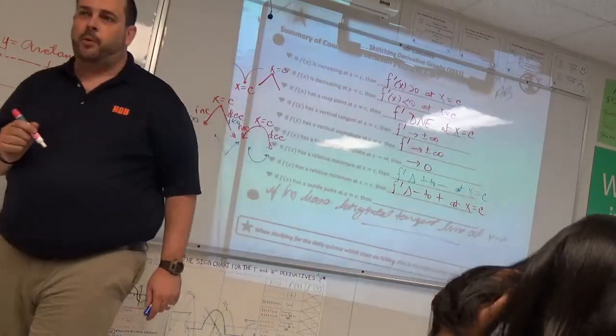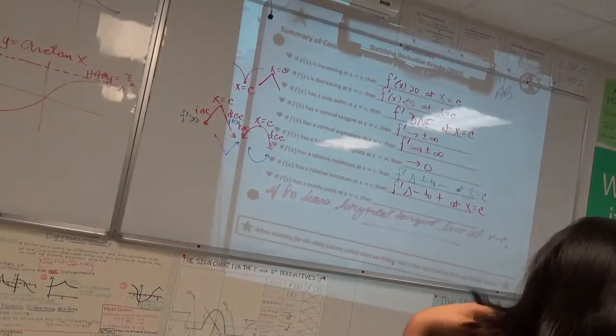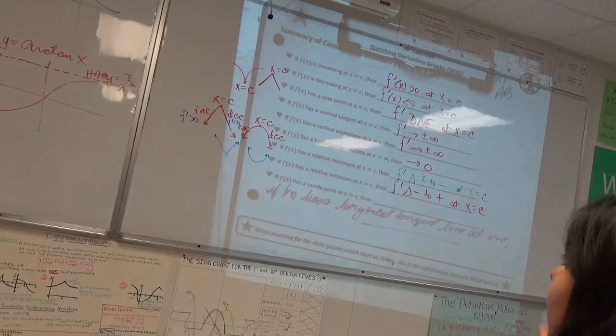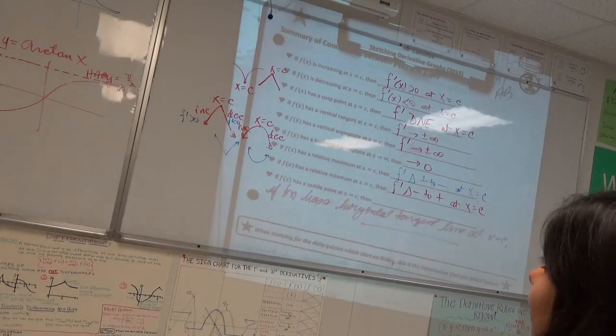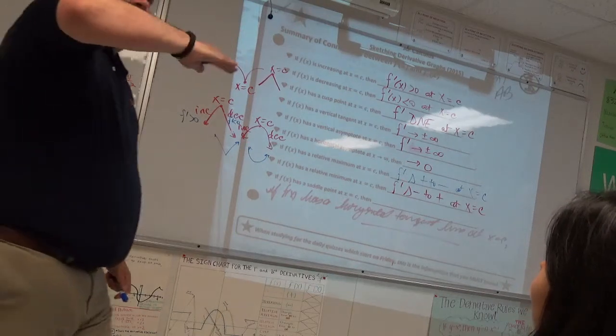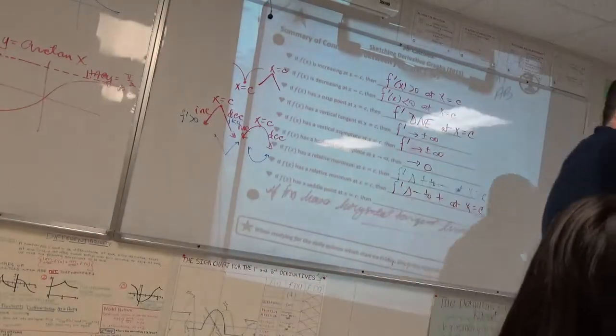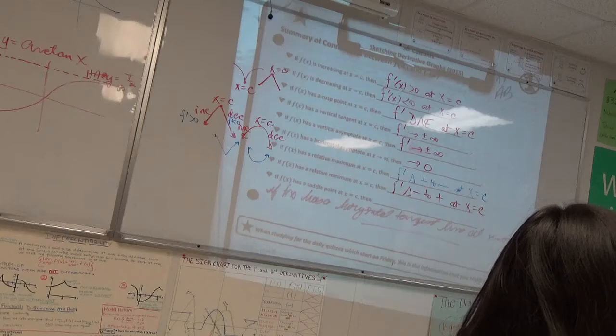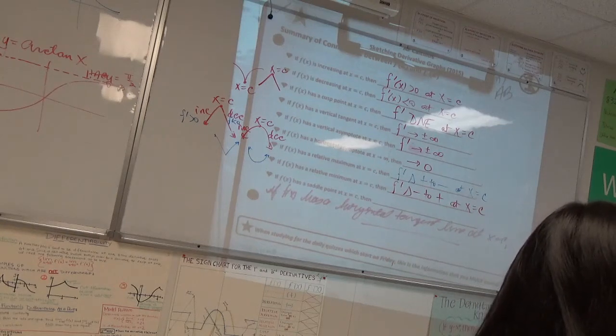Can you guys show me saddle point? Now that was the new vocab word from yesterday. Saddle point, saddle point, saddle point. Okay, I'm seeing a lot of this. That's not a saddle point. That's a horizontal tangent line. I'm asking for a saddle point. What does a saddle point look like?